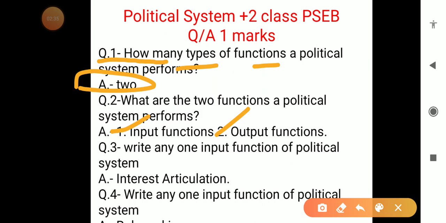Write any input function of political system. There are many input functions. How many? At least we talk of 4 political input functions. One is political socialization, recruitment, interest articulation. Number 2, number 3 is interest aggregation, and number 4 is political communication. So out of that one I have written here interest articulation.